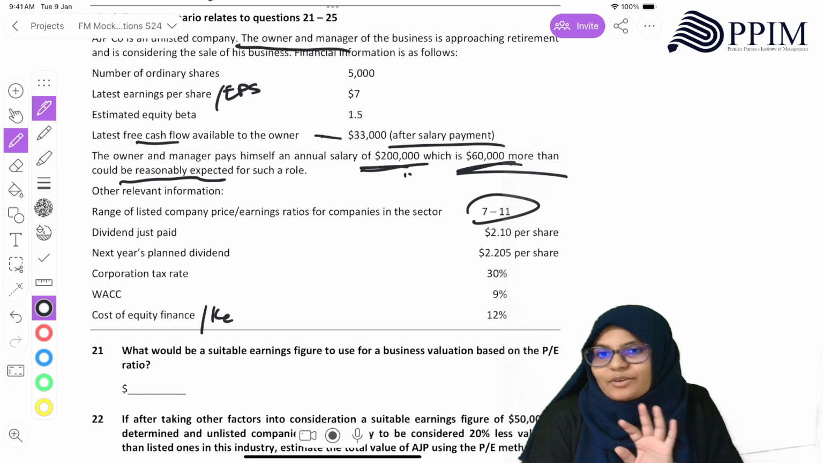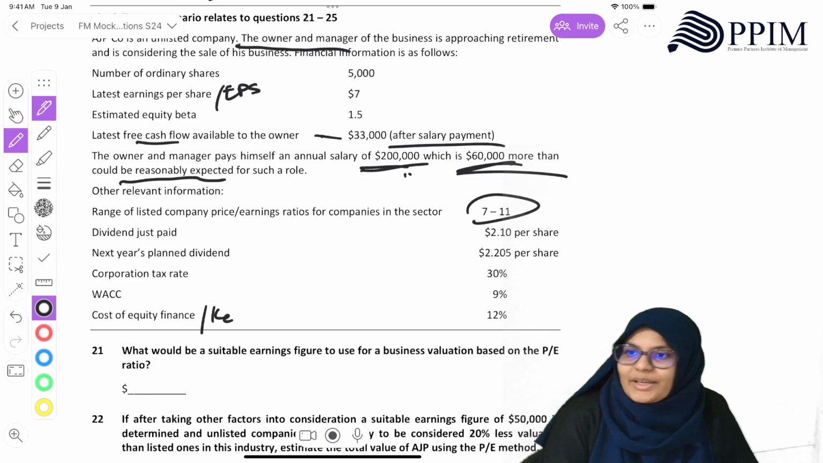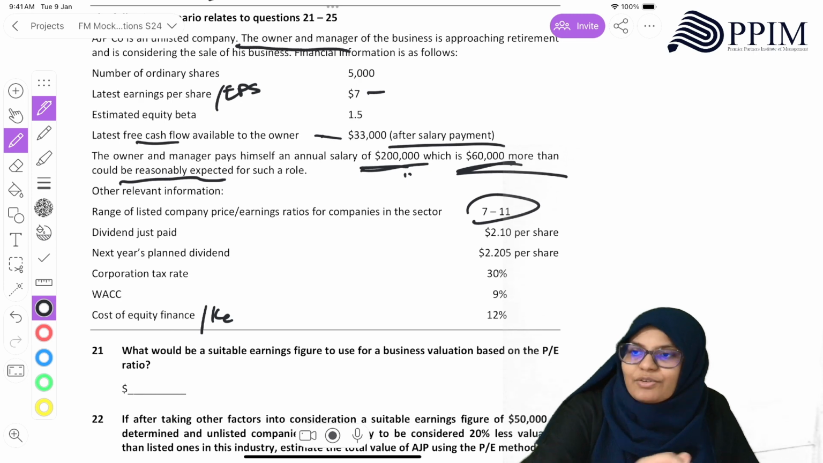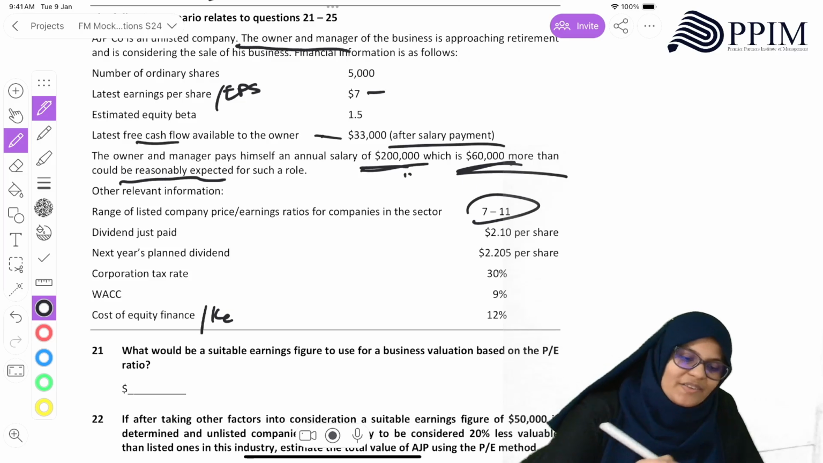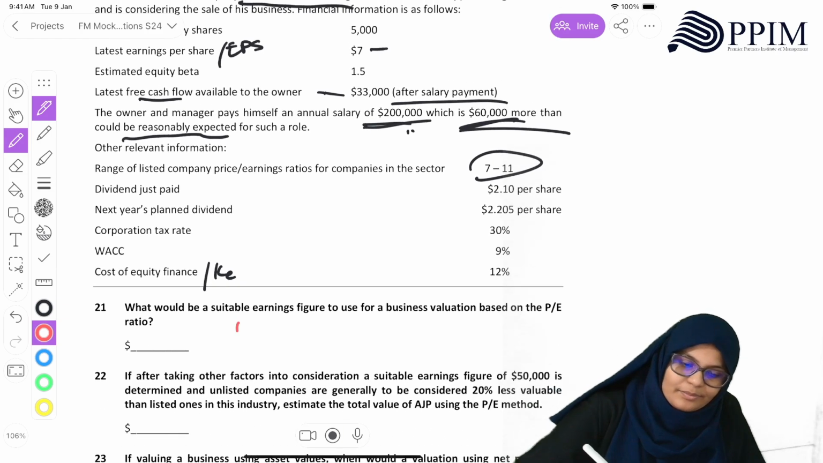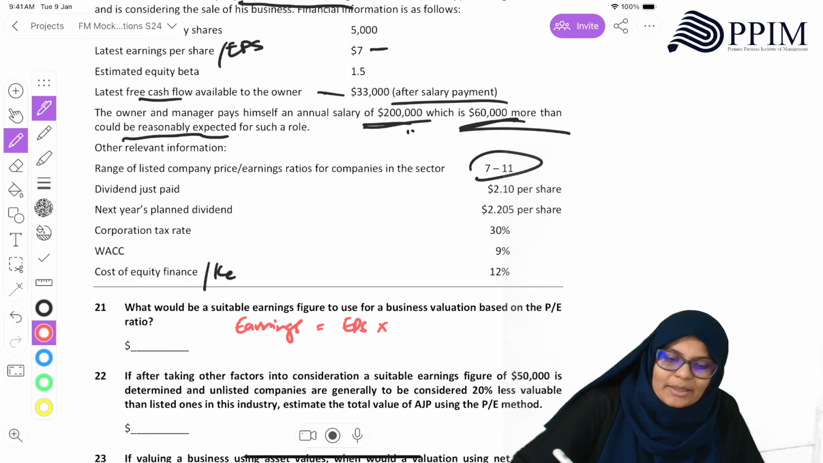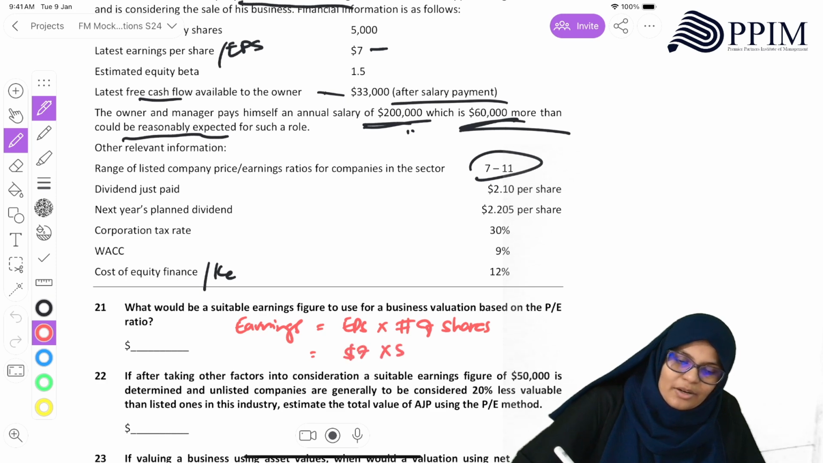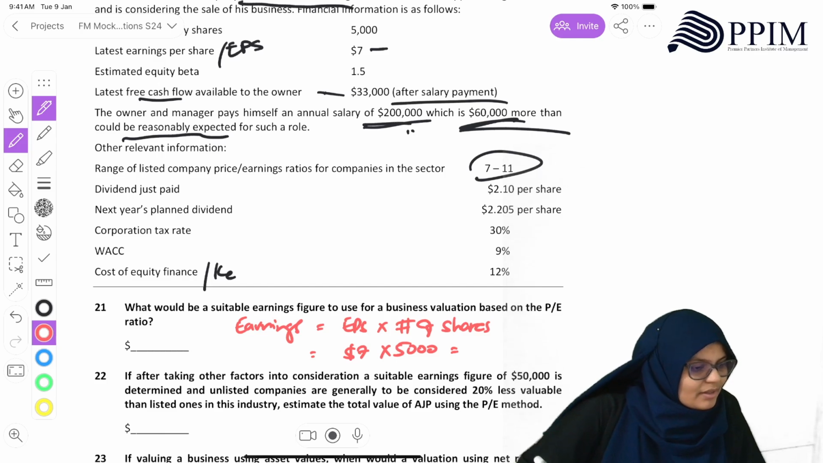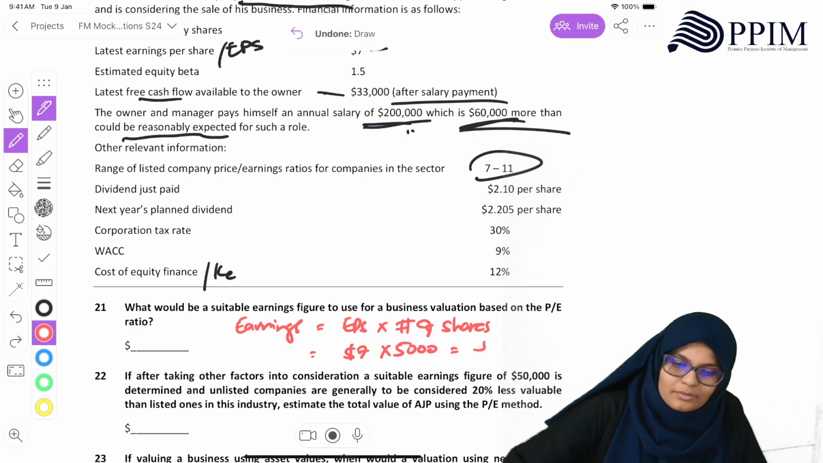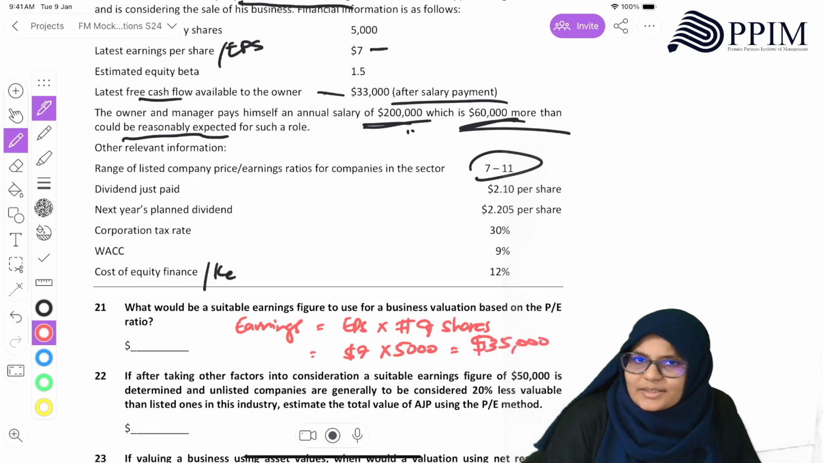So this salary itself is a little bit of a mess, right? So we have to do this from scratch again. So what we will do is, based on the earnings per share, which is $7, let me get the earnings for the entire shareholding. So first let me calculate earnings. How will I do that? I will take the EPS and multiply that by the number of shares. So EPS is 7, number of shares is 5,000. So that will be 7 into 5,000, which is 35,000.